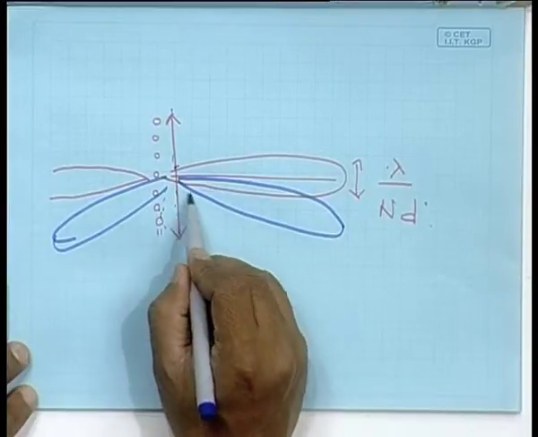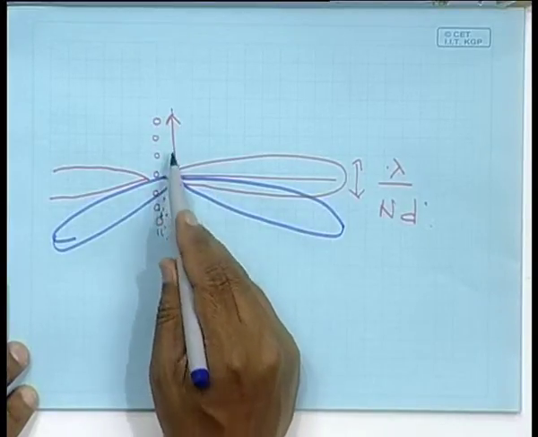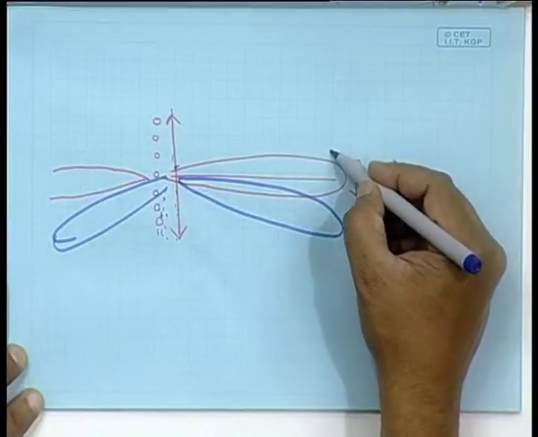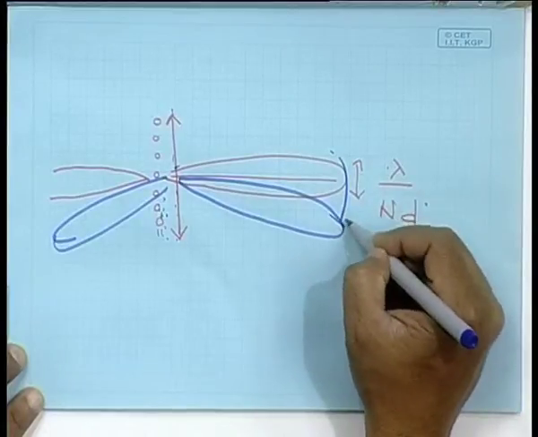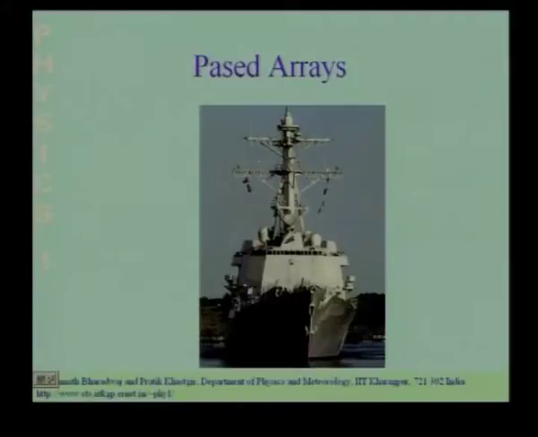So, all the radiation gets concentrated into this small angle, and if I introduce a phase difference between the dipoles, then I can make the direction of the maximum move around. This is what is called a phased array, and this has a tremendous amount of applications. Let me show you a picture first of a ship.